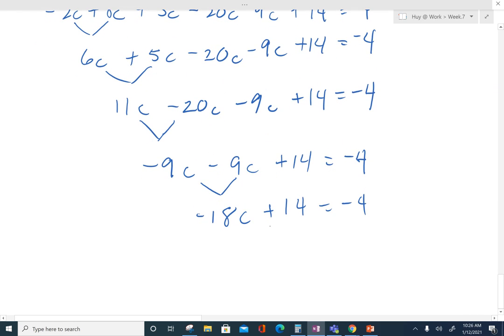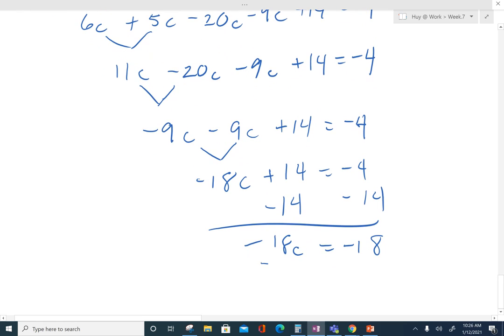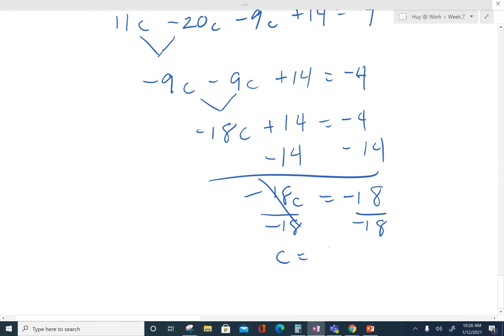All right, so it's a two-step equation, we can subtract the constant. Negative 18c equals negative 4. Negative 4 minus 14 is also negative 18. So now c equals a positive 1.